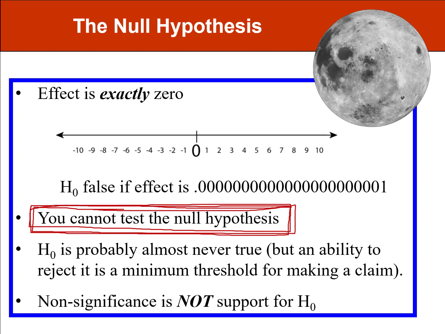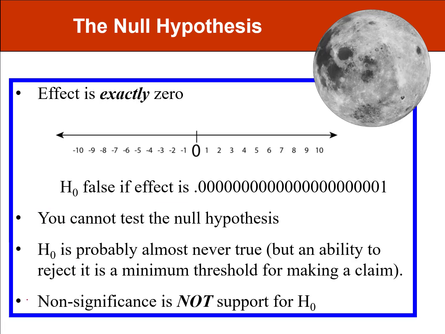We assume the null hypothesis before we start a study. So the null hypothesis is something that we assume before we do a study, but we can't do a study that would test the null hypothesis to see if it's true or not, because we can never determine whether the true population parameter actually is some infinitesimally small point on a number line.